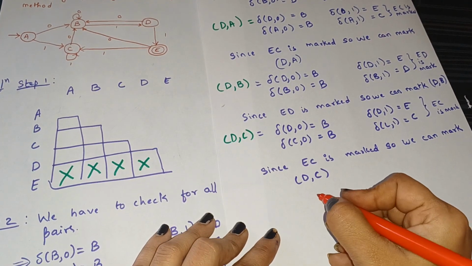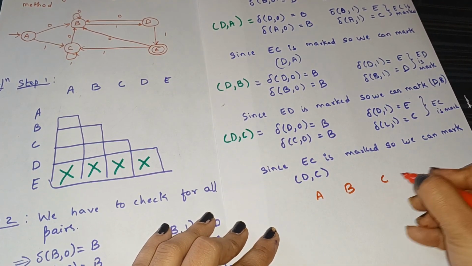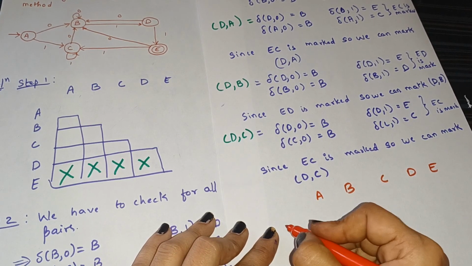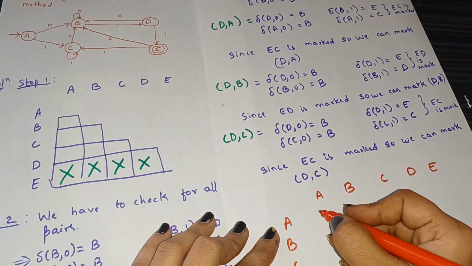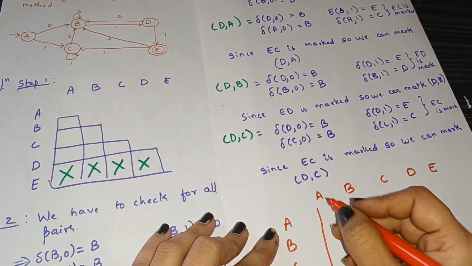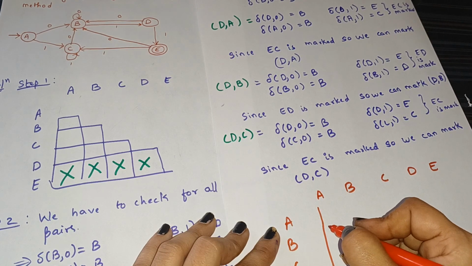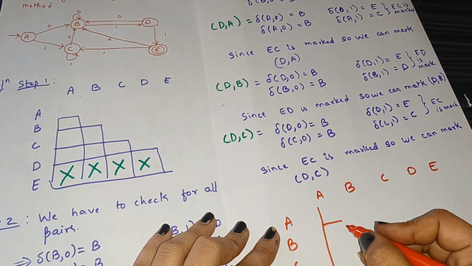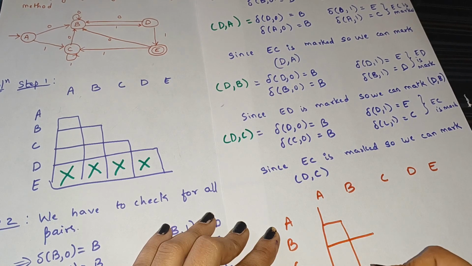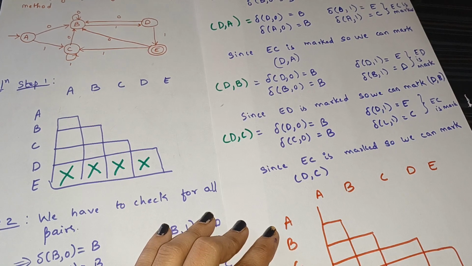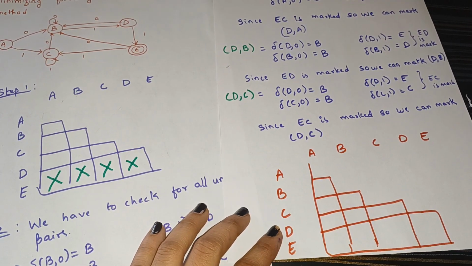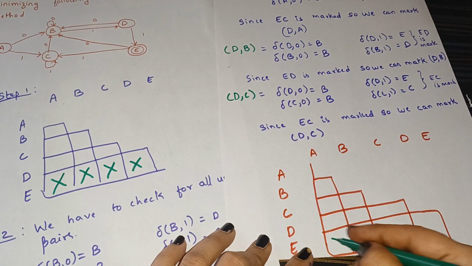So again we will draw the transition table for getting clarity. A, B, C, D. This is one iteration. Again, if some remaining boxes are unmarked, then we will again do the iteration. So we know that these things are already marked. Okay, we will mark as it is.